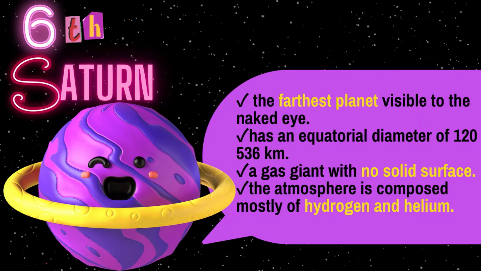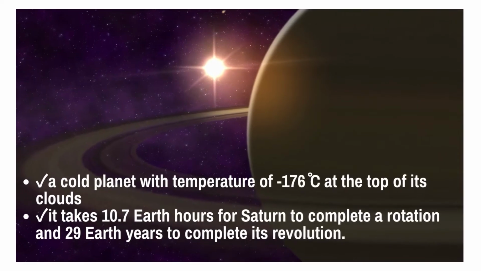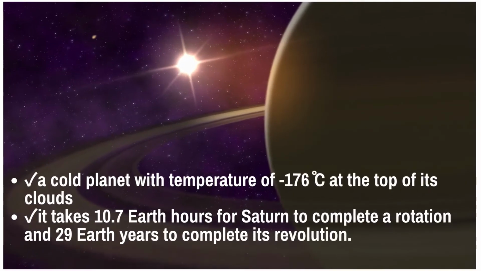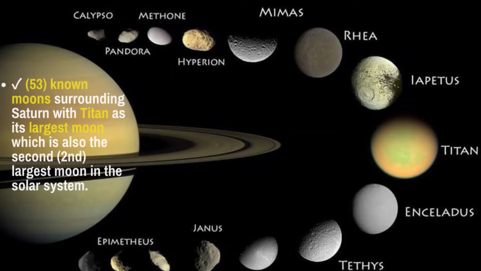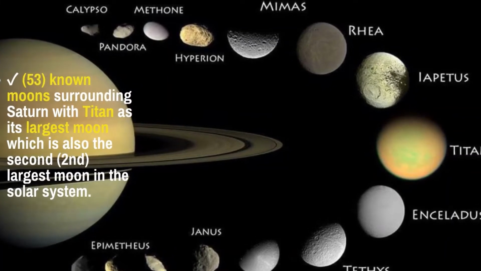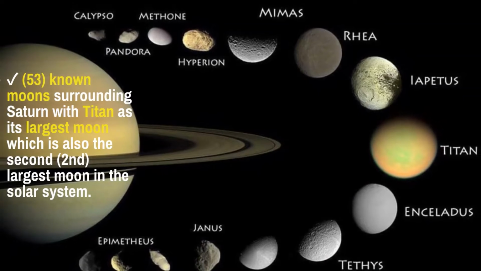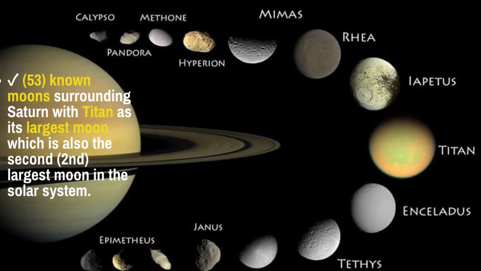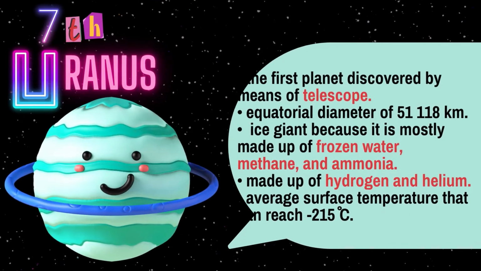Now, let us take a closer look at the planet Saturn. It is a cold planet with a temperature of negative 176 degrees Celsius, and it has 53 known moons surrounding Saturn, with Titan as its largest moon, which is also the second largest moon in the solar system. So take a look at the 53 known moons that surround the planet Saturn. Remember, Titan is the largest moon and the second largest in the whole solar system.